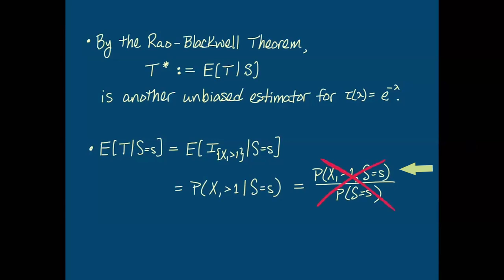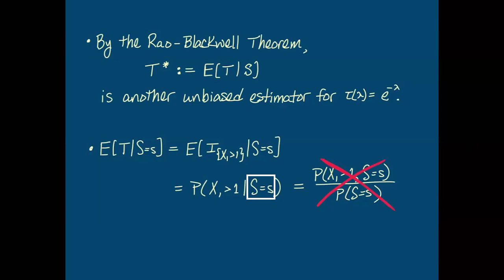One is that x1 would be greater than 1, and the other is that capital S would be equal to little s, and that can't happen with any positive probability. On the other hand, it is okay to have a continuous random variable equal to a value on the right side of a conditional line.